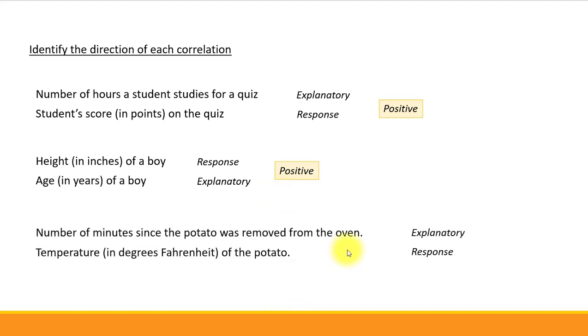And finally, the last example. The explanatory variable is the number of minutes since the potato was removed from the oven. So as that time increases, as more time goes by, what happens to the response variable, the temperature? Will the temperature of the potato go up or down? So using common sense, we know that the potato will be cooling down, so the temperature will be going down. So in this case, as the explanatory variable increases, the response variable tends to decrease. That's the definition of the negative association.